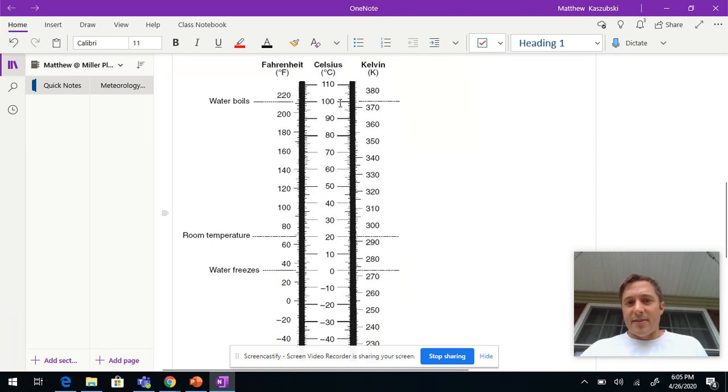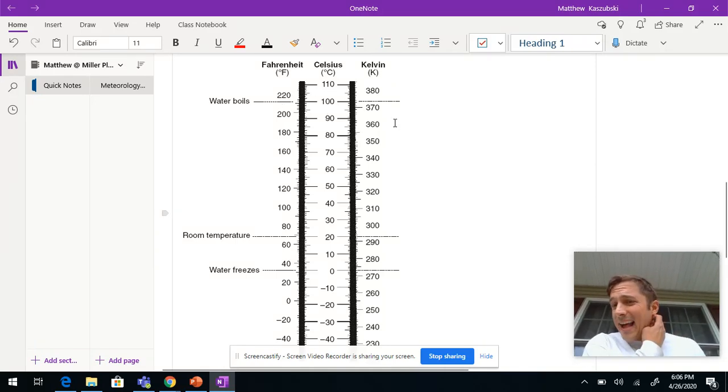Not that we'll ever experience that outside, but it's a nice simple way of looking at things. So we have Fahrenheit, we have Celsius, then we have Kelvin. 0 degrees Kelvin is absolute zero, where molecules stop moving. They no longer move, right?